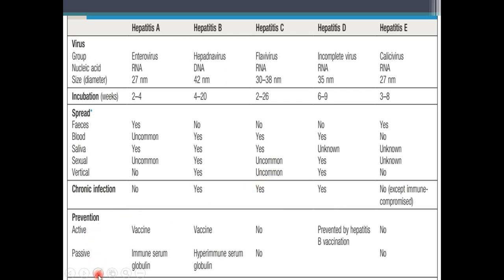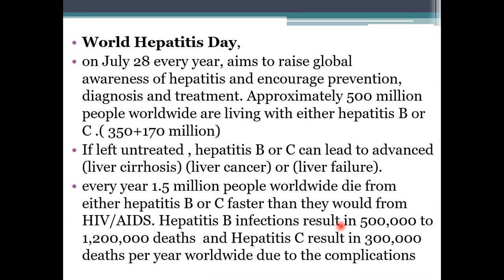Prevention: there is active and passive immunization in type A. There is active and passive immunization, hyperimmune, in type B. There is no active and no passive immunization in type C. Type D هو ال prevention of hepatitis B vaccination. وبالنسبة لل E there is neither vaccination nor immune serum globulin. يعني there is no active and there is no passive immunization.